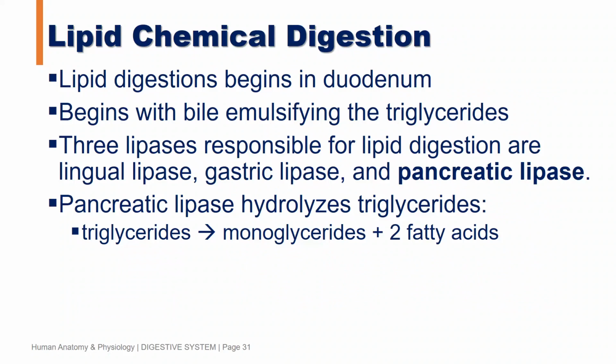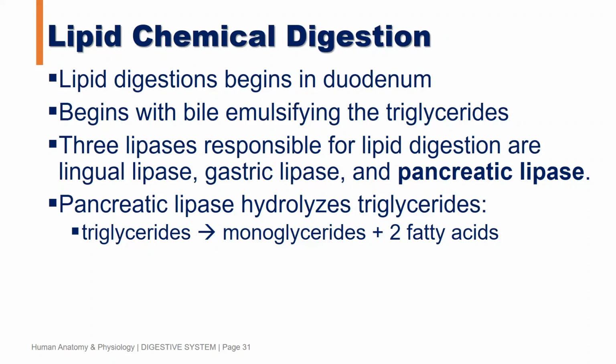Lipid chemical digestion. Okay, what happens to the oily components of the meat that you eat? Maybe you ate the chicken skin, then the fat, then you had something fried. Then lipid digestion begins in the duodenum. It begins with bile emulsifying the triglycerides.